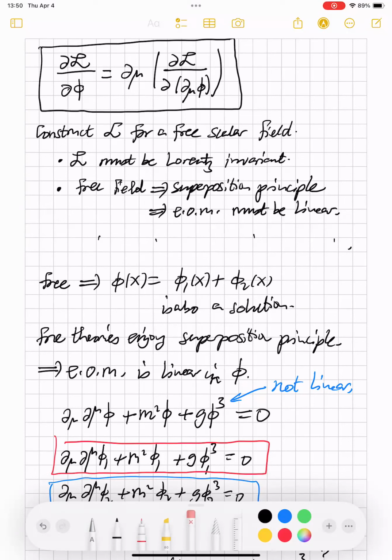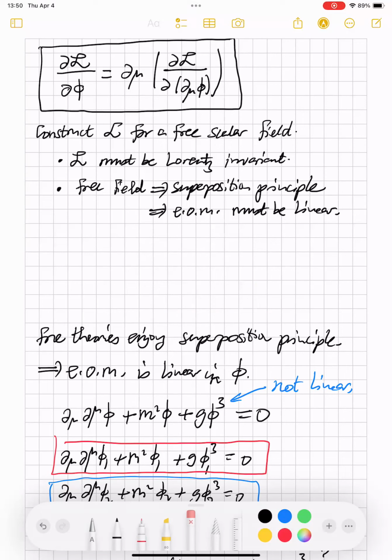Now look at the Euler-Lagrange equations, okay? On the one side, we've got dL d phi. So if we want to get something linear after we differentiate it, what does it mean? Well, if we differentiate something with respect to phi, and the answer is proportional to phi, it means that whatever sits there must be proportional to phi squared, okay?